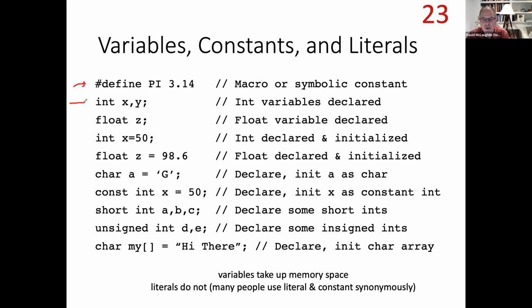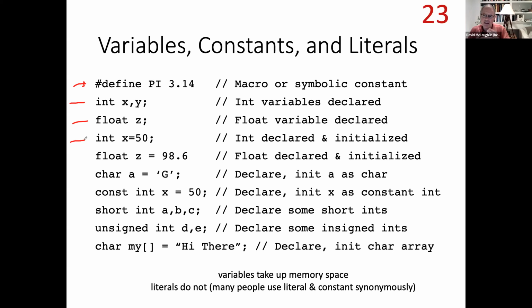This line is just going to declare a couple of variables of type int, meaning they don't have a decimal point. They're just declaring them. I haven't given them any value yet. Float z, that's just declaring a variable z that's of type float. We care about the decimal point. This next line, int x equal 50, we're both declaring and initializing. I have a variable called x. It is of type int, and I'm initializing it to value 50.